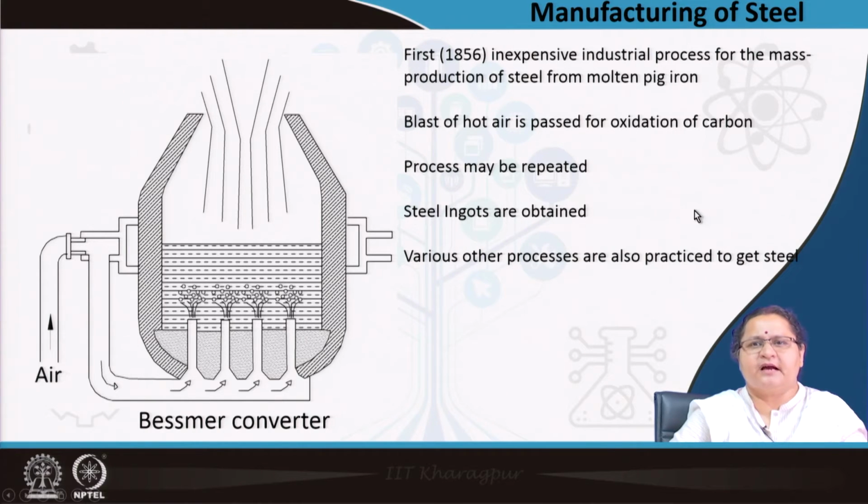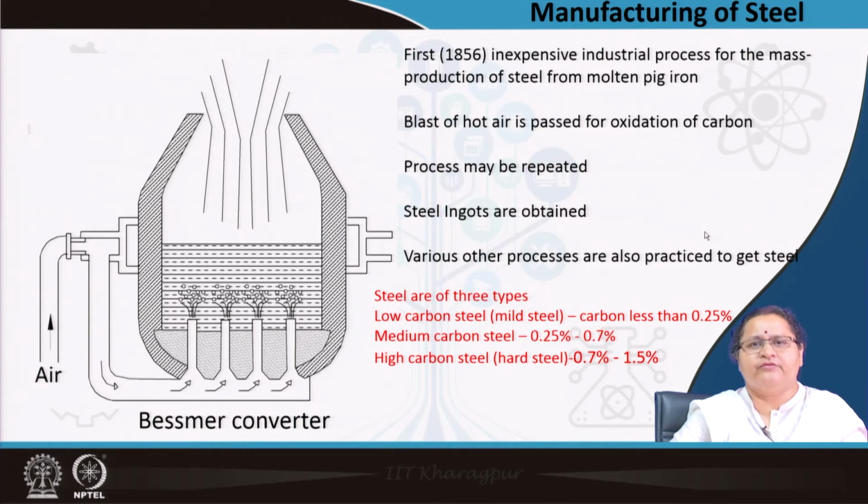Various other processes are also practiced to get steel, and the steel ingots are now obtained and taken for further processing. Now, steel is again of 3 types: low carbon steel, medium carbon steel and high carbon steel. Low carbon, as I have already mentioned, contains carbon less than 0.25. So, it will resemble more the characteristics of wrought iron, and it is called mild steel.